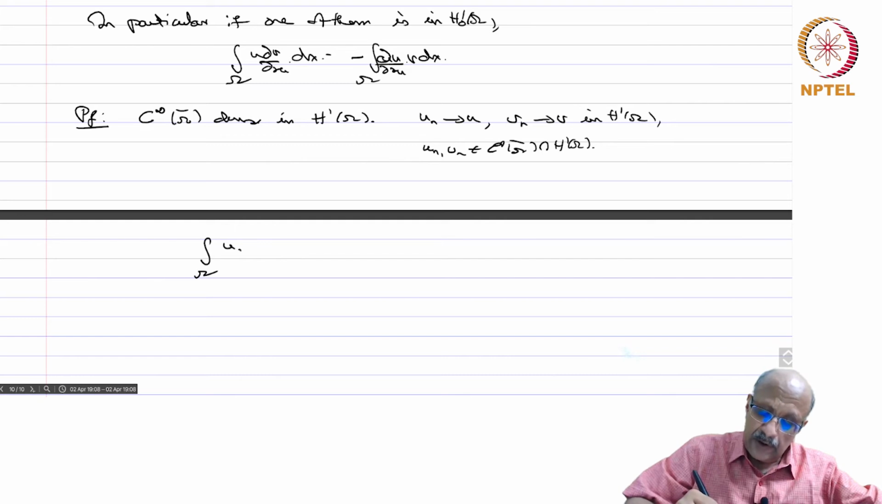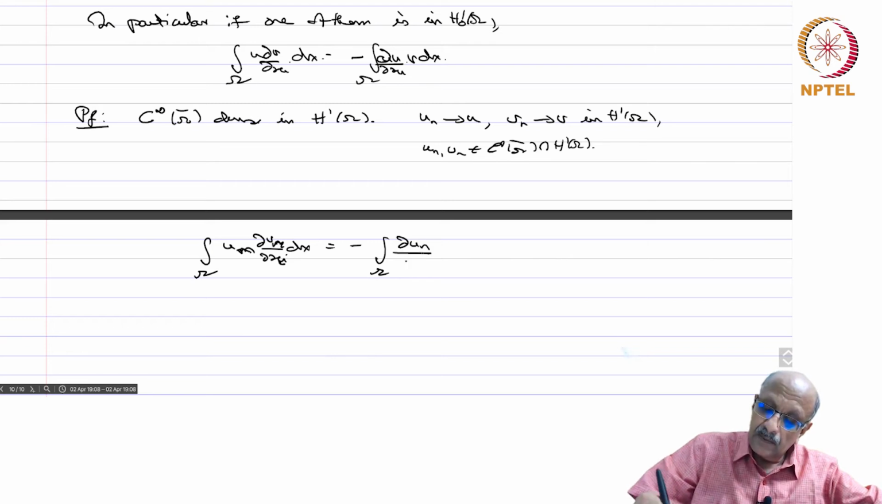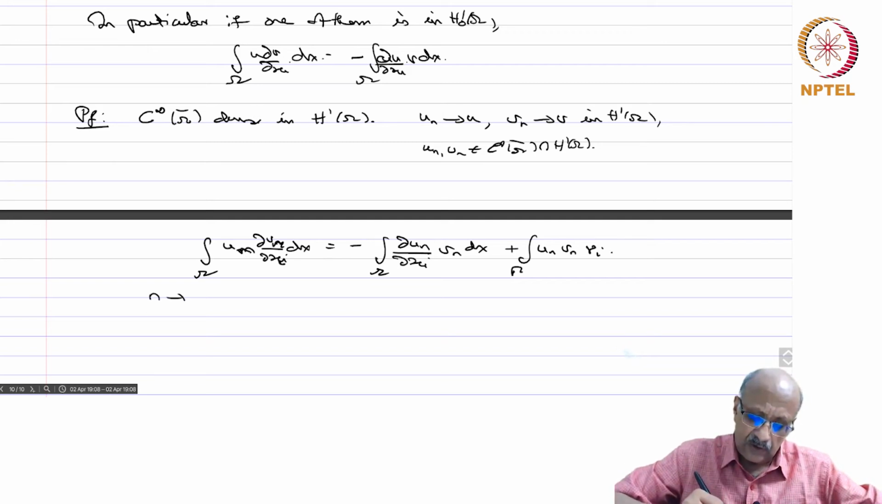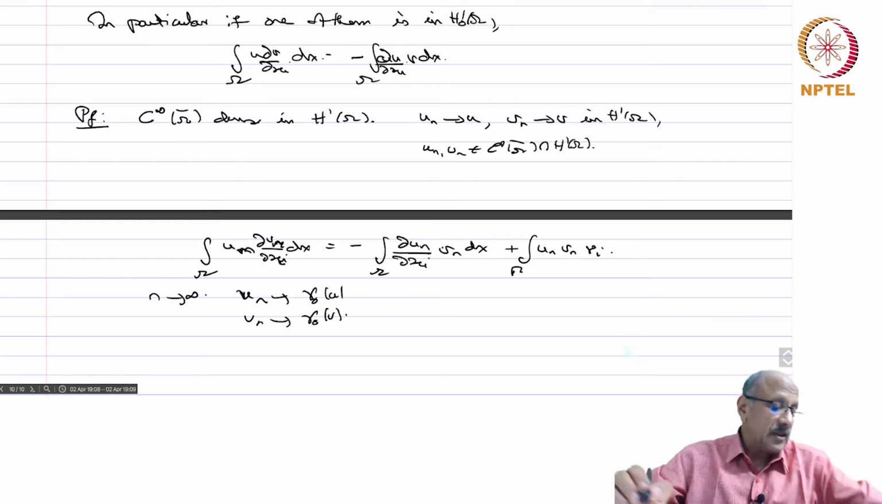the integral over Omega of u_n dv_n/dx_i dx equals minus the integral over Omega of du_n/dx_i v_n dx plus the integral on the boundary of u_n v_n nu_i. This is the classical Green's theorem. Now you let n tend to infinity, and u_n converges to gamma_0 u, and v_n converges to gamma_0 v. So, and you have everything else.